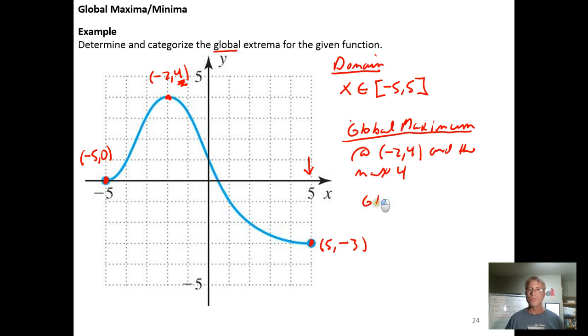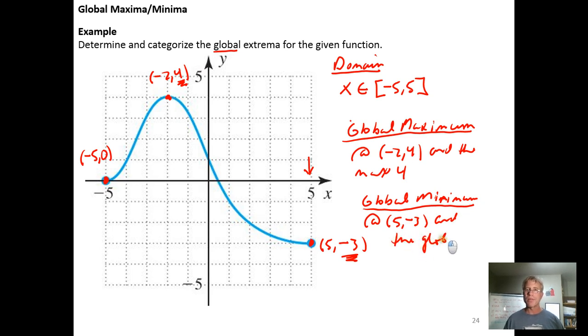And then this function also is going to turn out to have a global minimum, because there is a smallest output that occurs. And the two candidate spots are here and here, but clearly this one with an output of -3 is the smallest output that this particular function gives us. There's no part of this graph that extends below this point. So we have a global minimum at the location 5, -3, input 5, output -3, and the global min is the -3, or y equals -3.